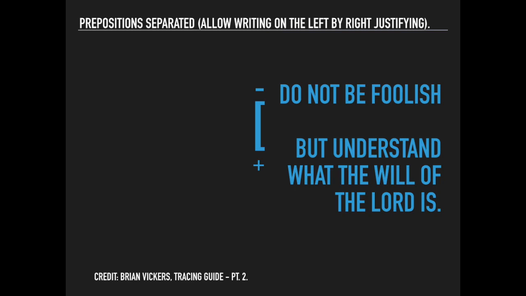So what's the negative and what is the positive? Obviously, the negative is "do not be foolish." Foolishness is never looked at as a positive aspect. The foolishness can be avoided if we do what? Understand what the will of the Lord is. That's the positive. When we understand what the will of the Lord is, the foolishness of our actions can be avoided. So there's a negative and a positive. The negative of foolishness, the positive of understanding what the will of the Lord is.